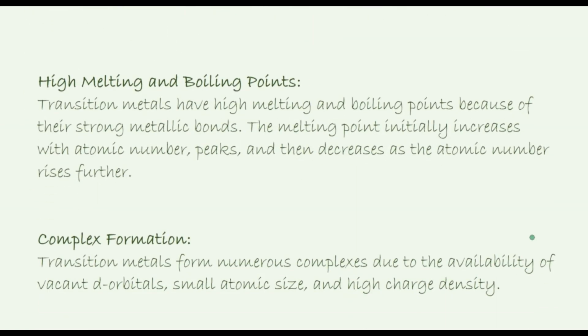Then high melting and boiling points. The transition elements obviously have high melting and boiling points because they have strong metallic bonds. The melting point initially increases with atomic number, reaches a peak, and then decreases as the atomic number rises further.